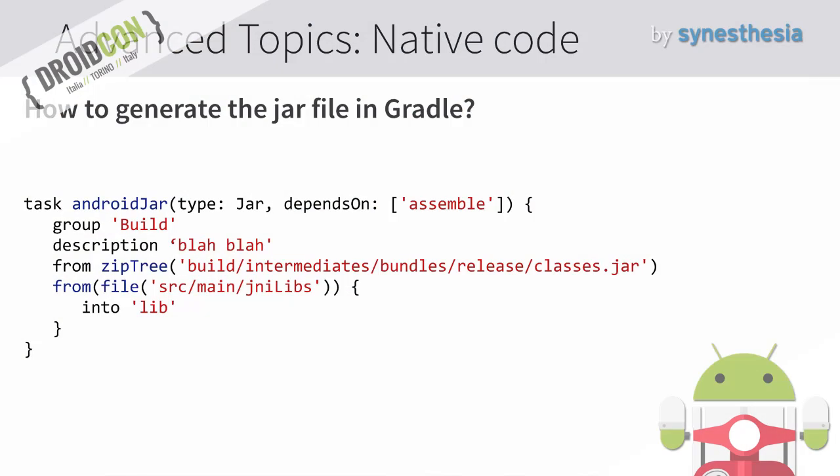How to generate this jar file in Gradle? Well, once again, it's just a few lines of Gradle, and you just put everything you need into the lib folder, as I showed. And the type of the task is jar, so that will take care of actually packaging everything and zipping down the contents and making a jar file. So that's not so complicated.